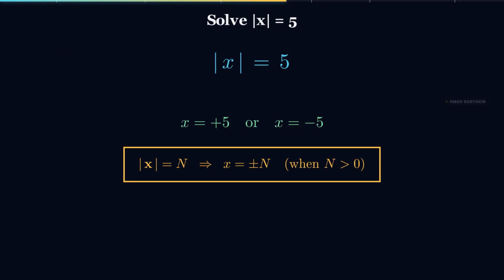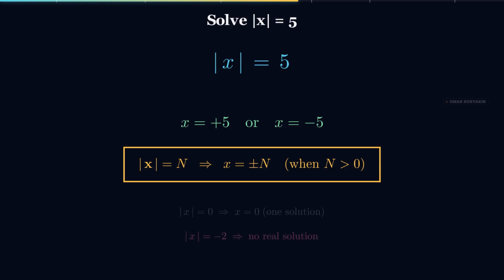Here is the general rule. The absolute value of x equals n means x equals plus or minus n, written with the plus or minus symbol, valid whenever n is greater than 0. This single rule covers every absolute value equation of the simplest form and is the starting point for solving more complex ones in section 3 of the course.